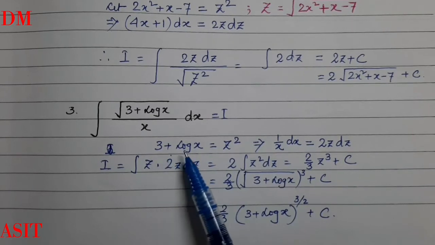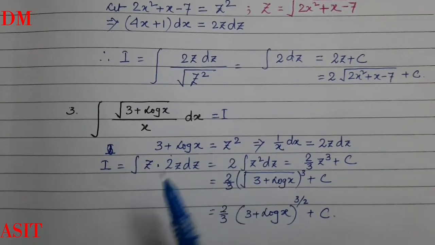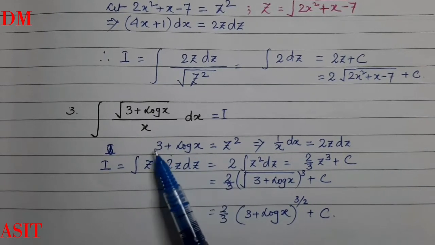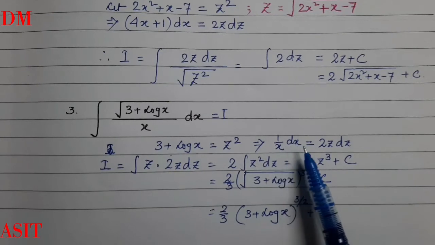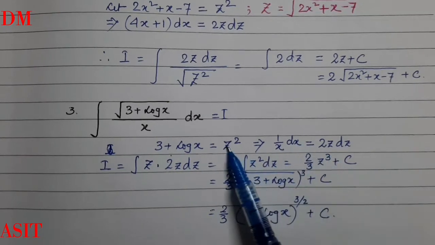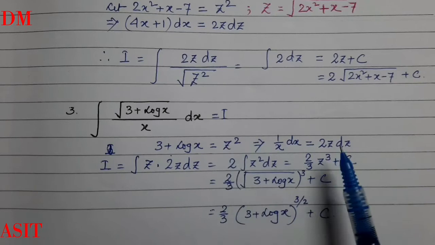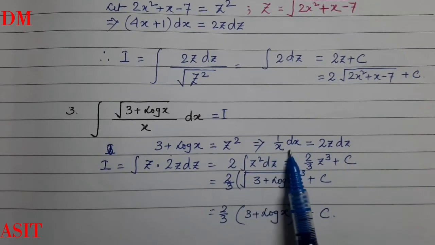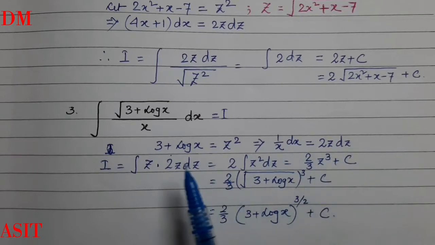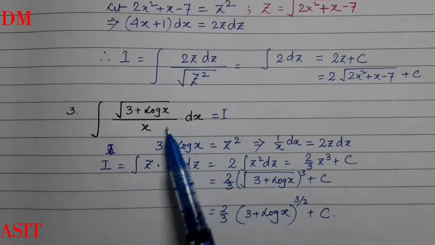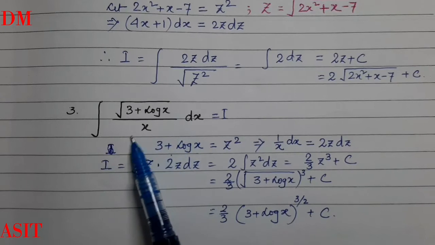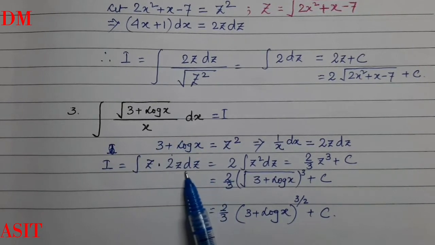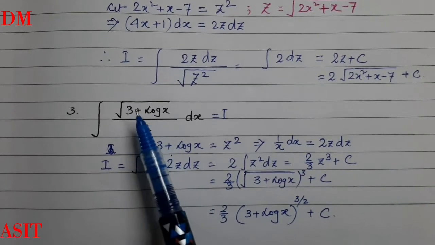So 3 plus log x equals z square. Now if I differentiate it, this will be 1 by x and this is 0. So 1 by x dx equals 2z dz, since the differentiation of z square is 2z. Therefore 1 by x dx equals 2z dz. Now again if I take this integration, 1 by x dx will become 2z dz. So it is replaced, and this is root over z square.